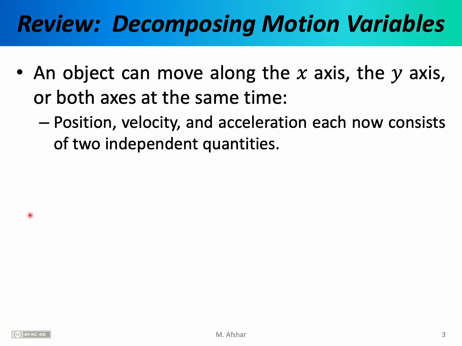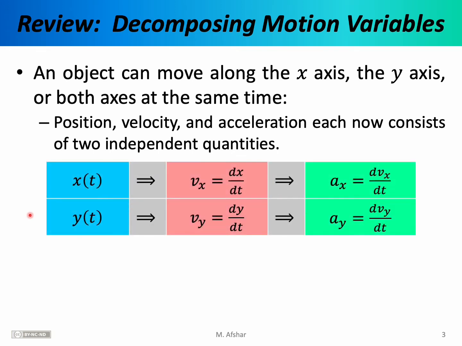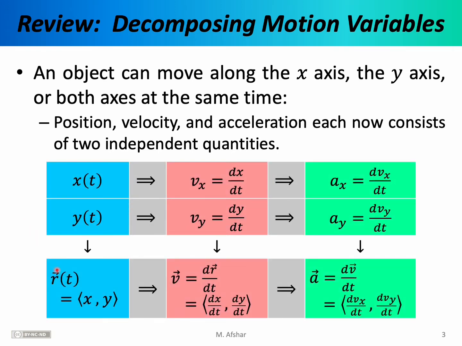As a result of Galileo's decomposition of motion idea, going forward, when we discuss two-dimensional motion, we must separate all of the motion variables, in particular position, velocity, and acceleration, into separate x and y components. What this means is that going forward, we're going to talk about the position vector having two components, x and y, the velocity vector having two components, vx and vy, and the acceleration vector also having two components, a sub x and a sub y.